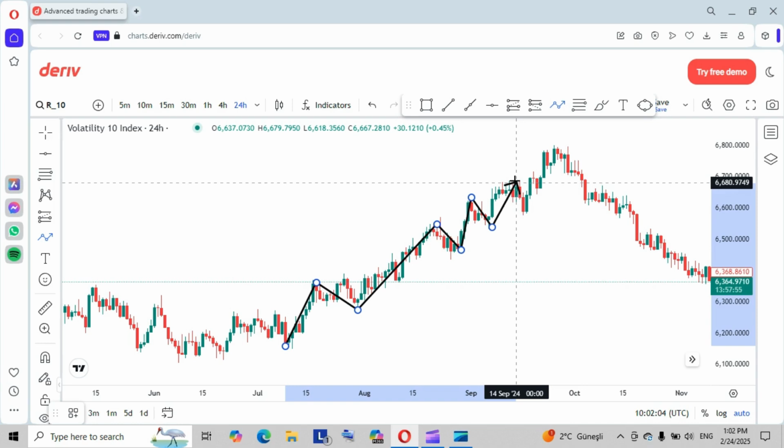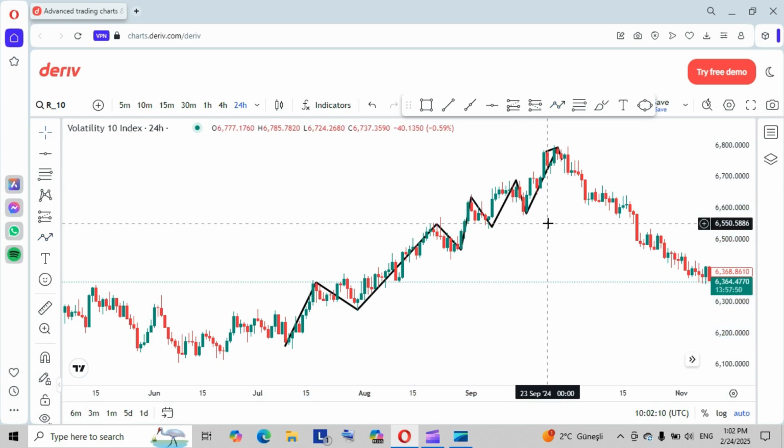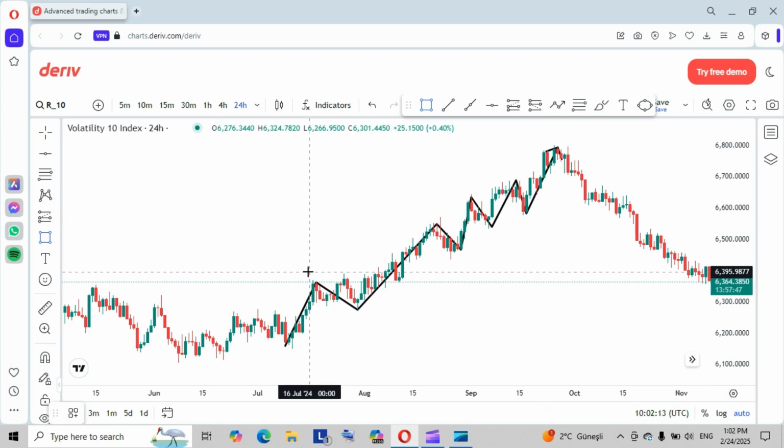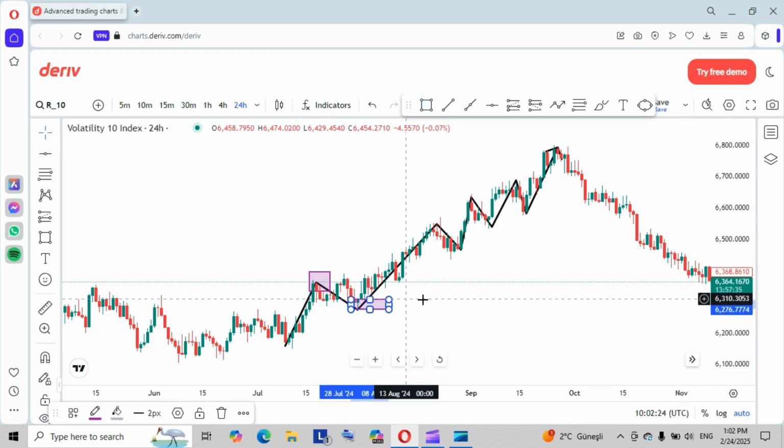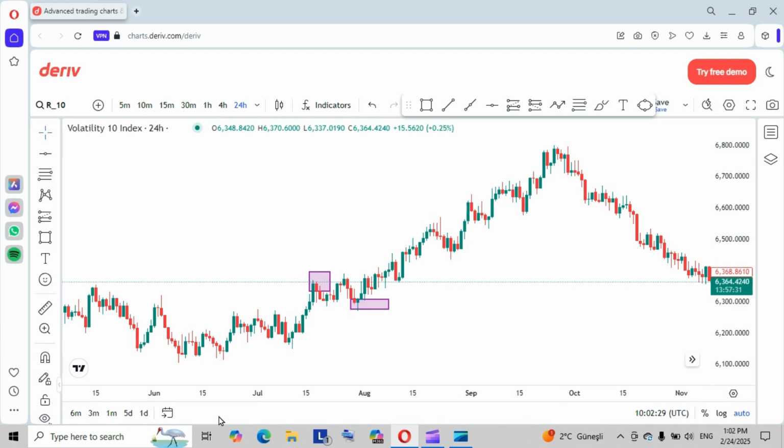So now, just like I mentioned, after you have identified this high here, where do you want to enter for your buy? You want to enter at this higher low. Now you can already see there is a rejection candle here. There is a rejection candle at this particular point.